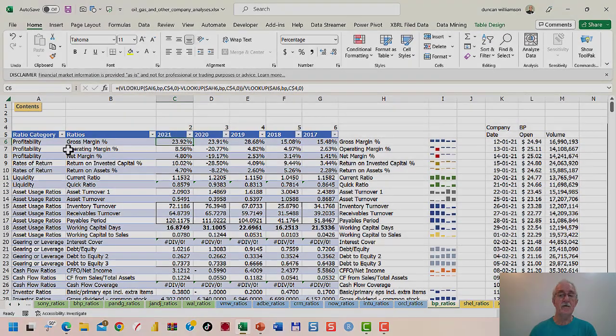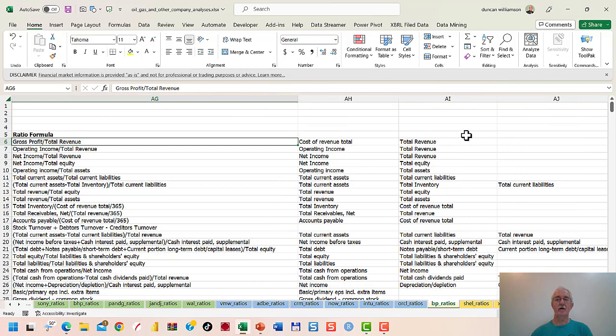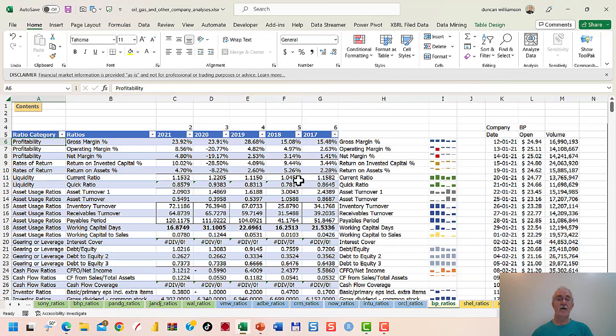Then I do this. I use VLOOKUP to find AI6 minus AH6 divided by AI6. In other words, AI6 minus AH6 gives me the gross profit. That's total revenue minus the cost of revenue total. That gives me the gross profit. Then I divide it by the total revenue to give me the gross profit margin. This is my foolproof system of finding the ratio.